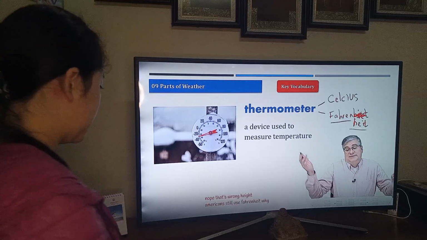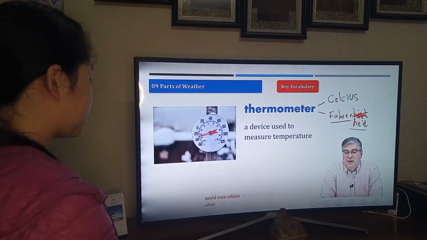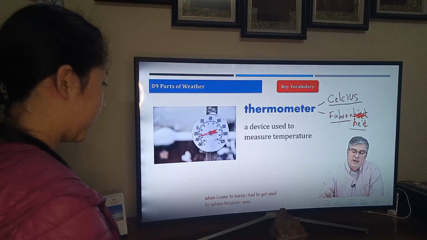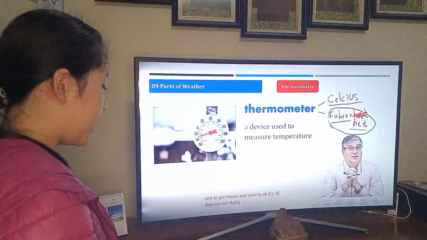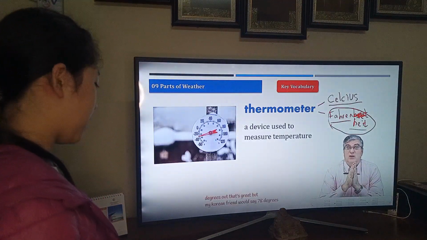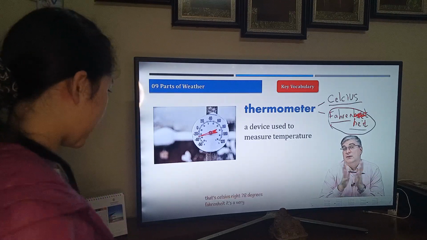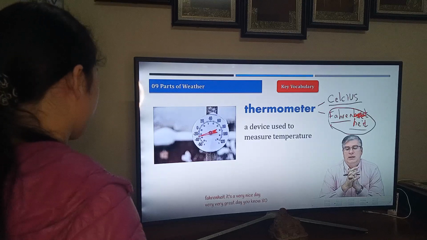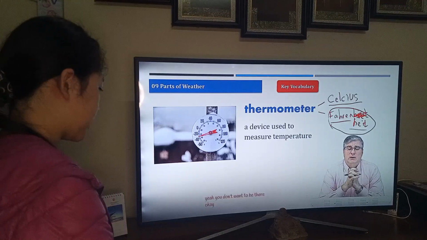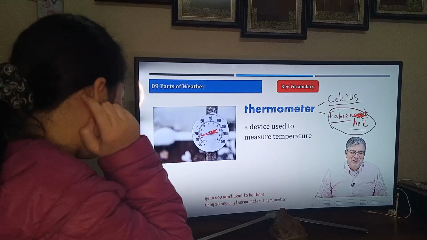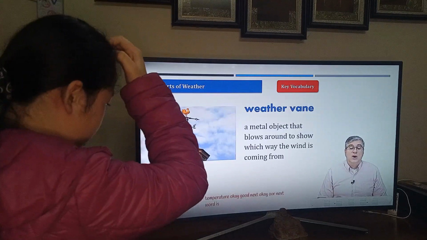Americans still use Fahrenheit. Why? The rest of the world uses Celsius. When I came to Korea to teach, you know, I was used to 78 degrees. I say that's crazy, right? You can live in 78 Fahrenheit, that's a very nice day. But 78 Celsius, you don't want to be there, okay? So anyway, a thermometer is a device used to measure temperature.